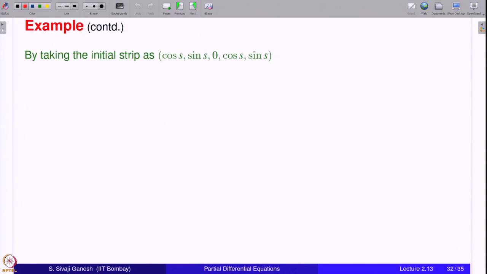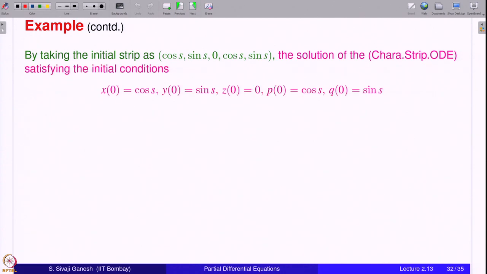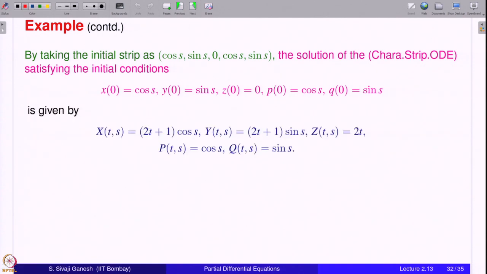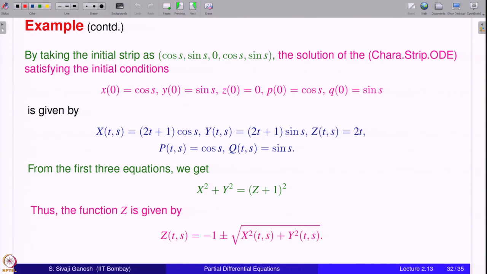Now, if you take the initial strip where p, q is taken to be cos s and sin s, the solution of the characteristic strip ODE will be this. I am not going into the computation because it is a very simple ODE that you can solve. So, these are the solutions x(t,s), y(t,s), z(t,s), p(t,s), q(t,s). Now, from the first three equations, we get this relation: x² plus y² equals (z plus 1)², and z(t,s) is given by this formula. On simplification, you get that.